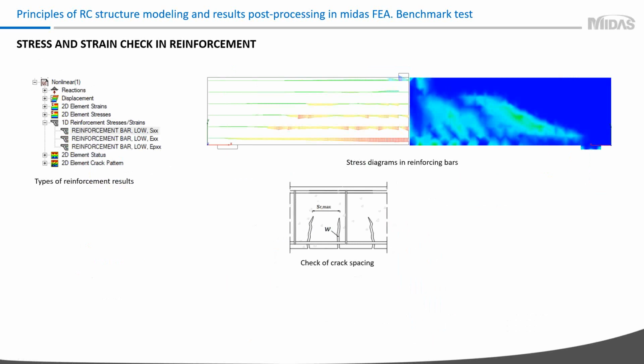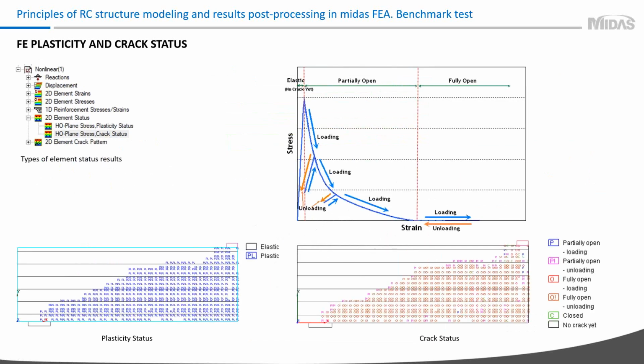Element status. These results give you a history of element behaviors through the steps. The status results are divided into plasticity and the crack status. If you select the plasticity, the program shows elements in which stress has reached tensile or compressive strengths, or strains that are in the softening zone. As for the crack, here's a quite rich set of results.